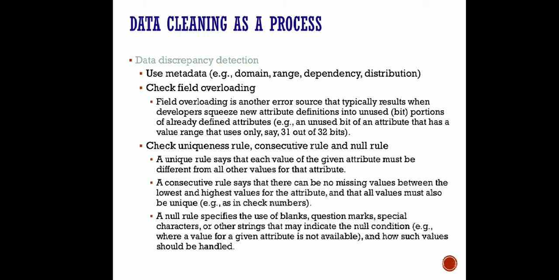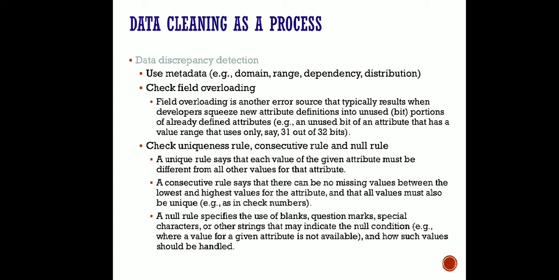So if we know about the domain, range, or dependency distribution, all these things about any data set, we can find out what discrepancies are available. Okay, there may be check field overloading. What is check field overloading? Field overloading is another error source that typically results when developers squeeze new attribute definitions into unused portions of already defined attributes. Check field overloading means that for a particular field we always define the size of that field.